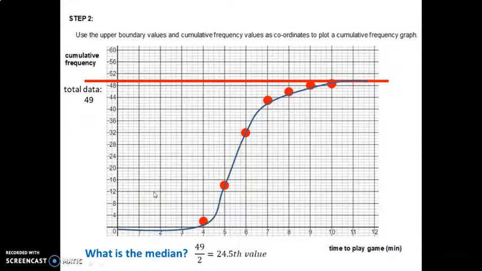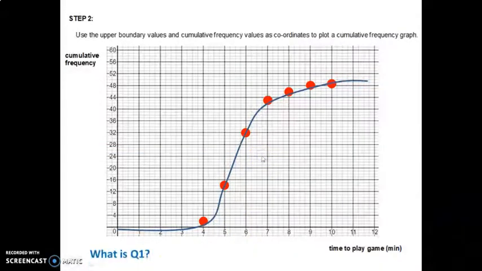To find the median, we need to do 49 data points divided by 2, or 0.5 times 49, which tells us the 24.5th data point is our median. So you go to 24.5 on your data set, about there, go down from there, and that means our median is about 5.5 minutes. So our median time to play that Owara game was about 5.5 minutes from the cumulative frequency curve.